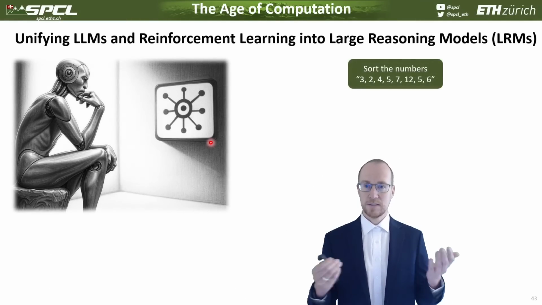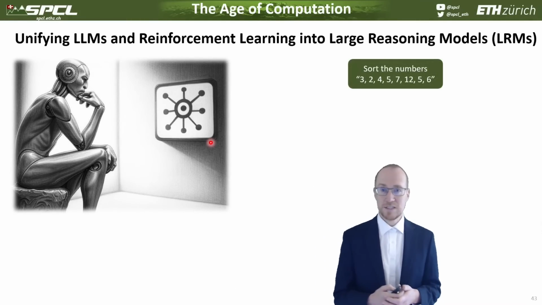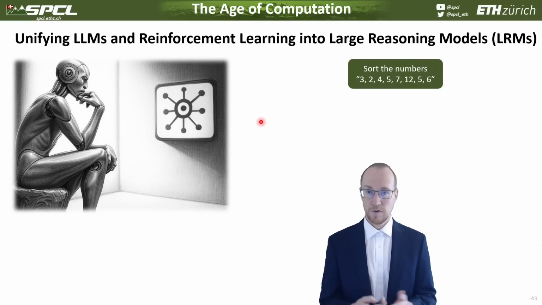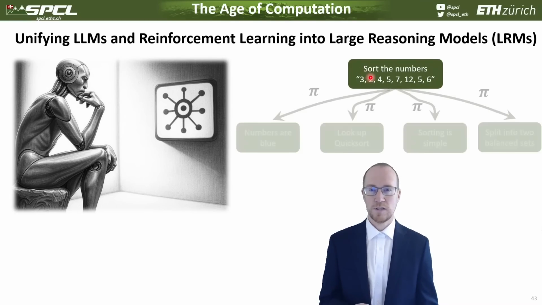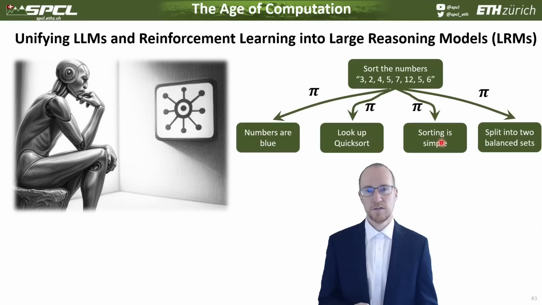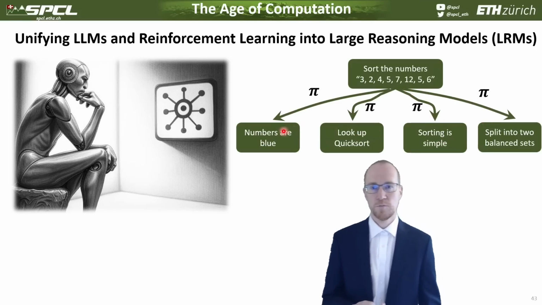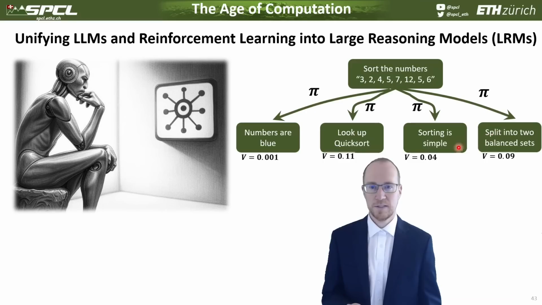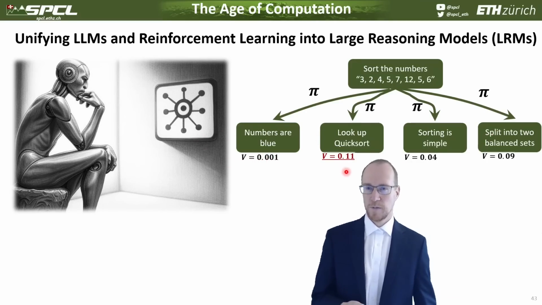So that leads us to thinking models or reasoning models. So how do those work? Very similarly to this AlphaGo approach. So we have this task: sort these numbers. We apply a policy function that outputs new thoughts. So we have 4 example thoughts here, like numbers are blue, which is not very useful. Look up quicksort, oh, that may work, or split into 2 balanced sets. We apply a value function. We see the value function is somewhat reasonable. That's not a good choice, but quicksort may be a good choice.